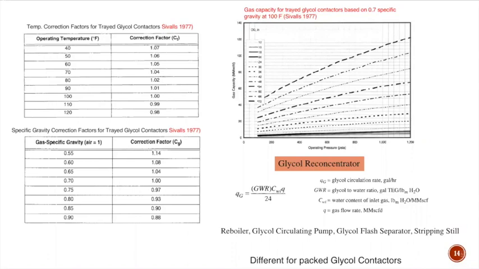So these require the design which is called glycol circulation rate. We have to first find out the glycol circulation rate, and this rate will decide the design of the reboiler, the design of the glycol pump, glycol flash separator, and stripping column. So this can be calculated by GWR. GWR is your glycol to water ratio.